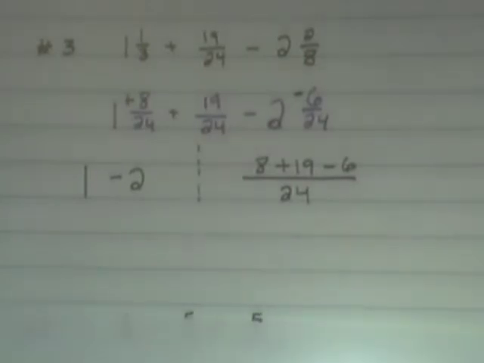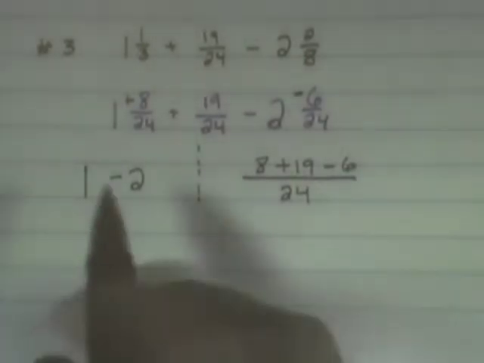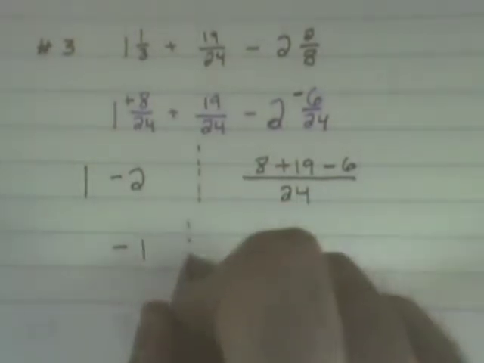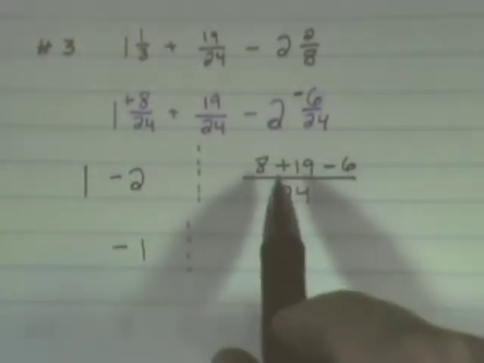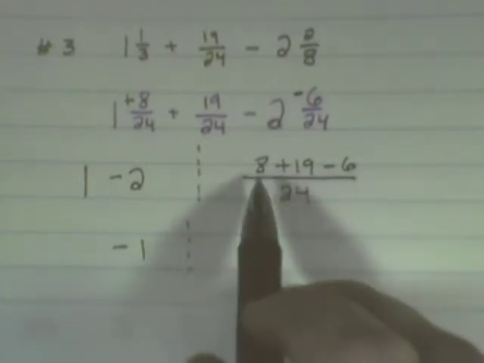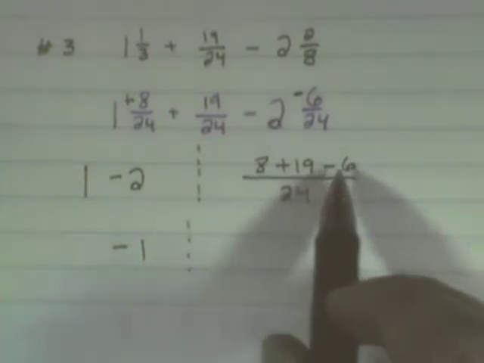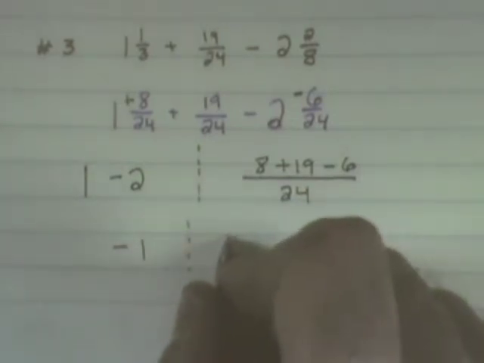Next will be a simple addition. I'll say 1 minus 2 is negative 1. And as I look at the fractional part, I'm just going to add the numerator. 8 plus 19 is 27. 27, take away 6, is 21.